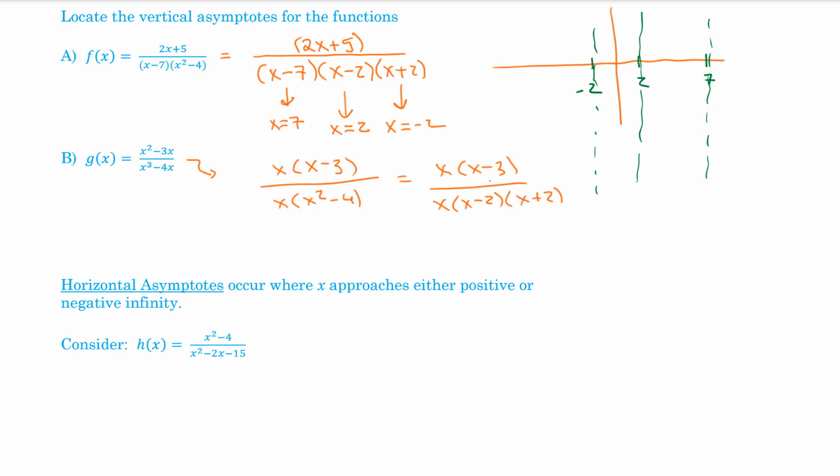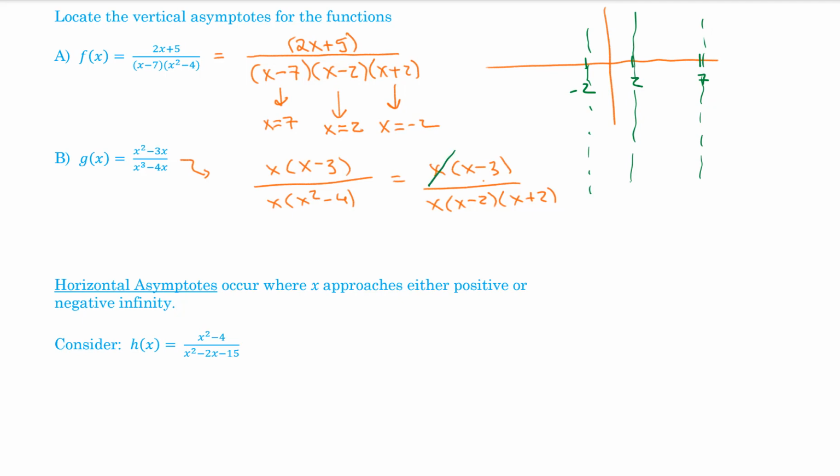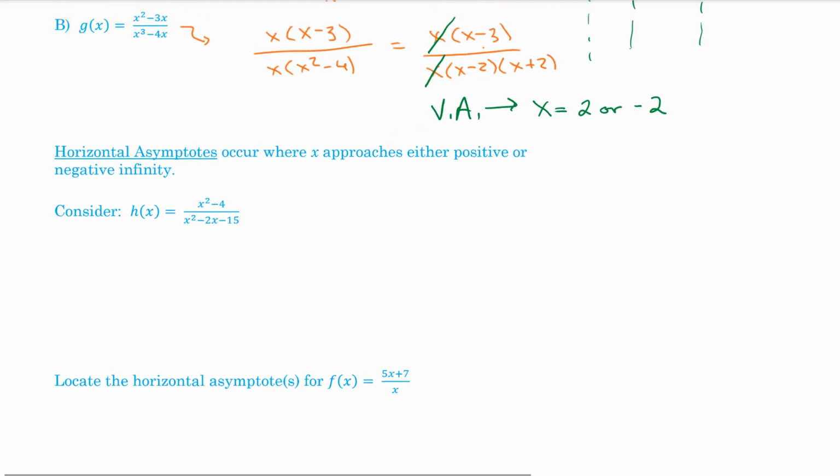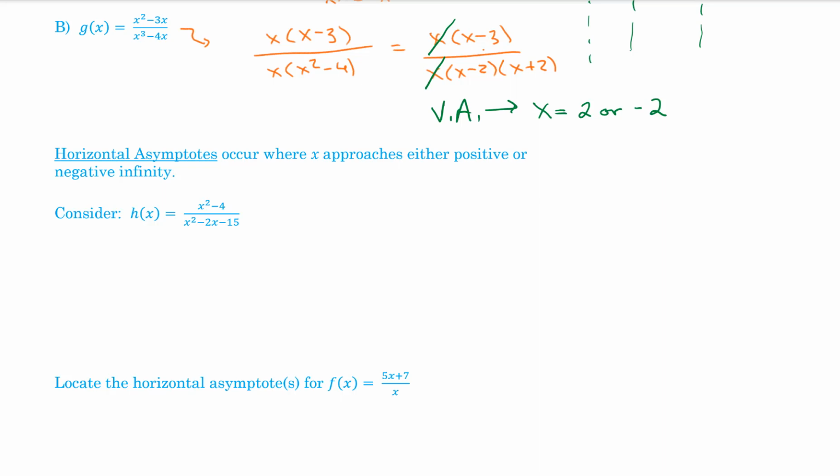Now, this takes us back to something that I mentioned very early in the video. The simplified version of the rational function has zeros in the denominator. This rational function that we have right here is not simplified. You can cancel out an x. Now it's simplified, and in this case, the vertical asymptotes occur, as always, where the denominator is 0, and that's going to be where x equals 2 or negative 2. Notice the x equals 0 in this case canceled out. Okay, let's go on a little bit further.